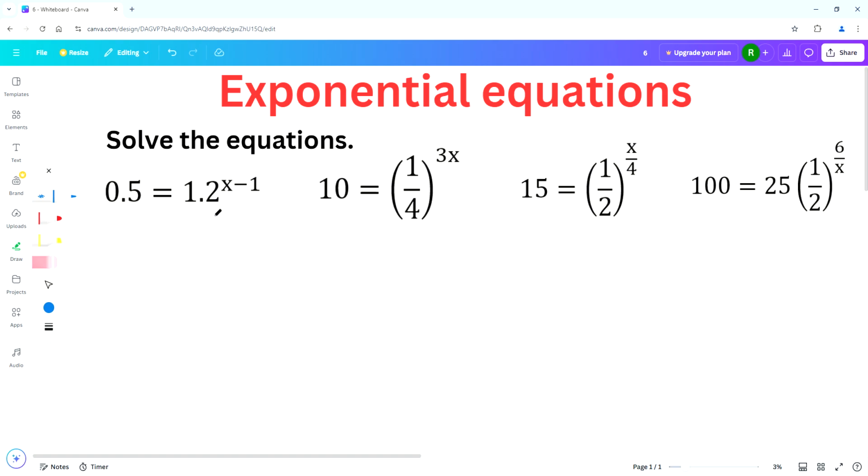The first step is to bring the x down from the exponent. We have to use logarithms to do that. We should apply log to both sides of the equation. Next, we should use power law of logarithms to move the exponent x minus 1 to the front of the log term.